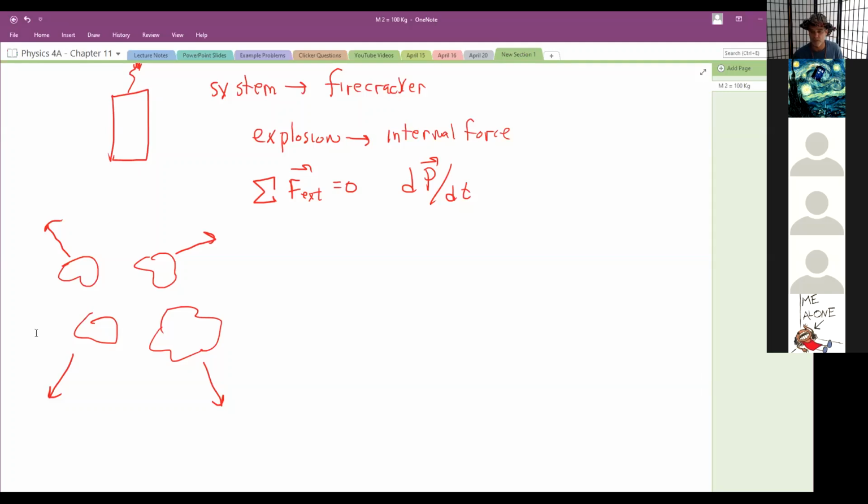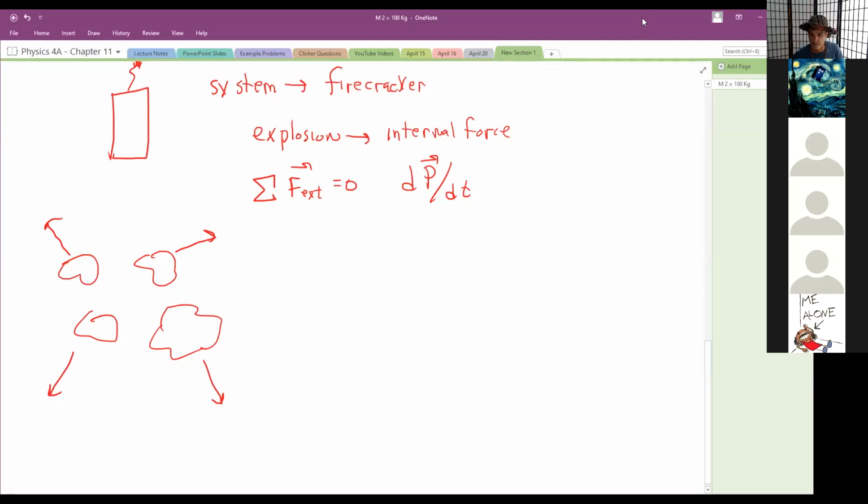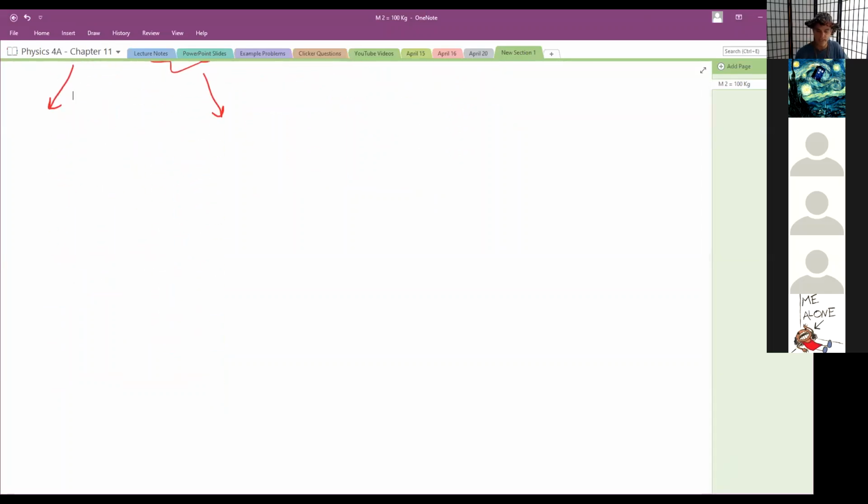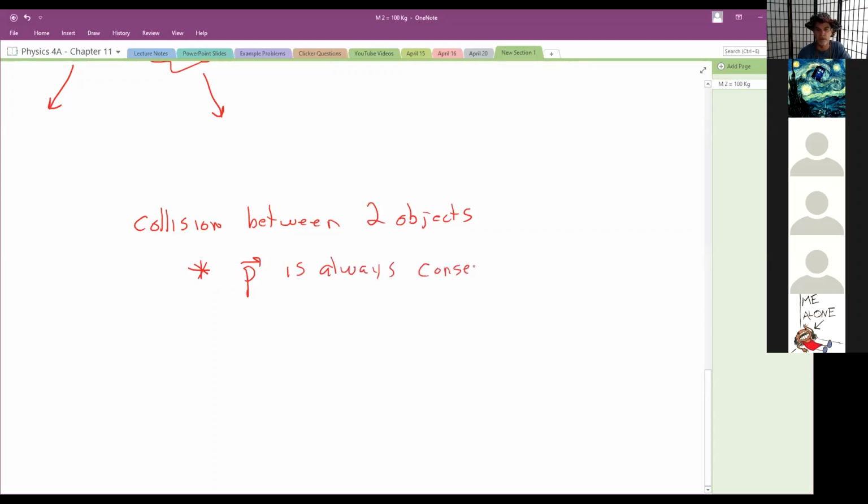The other nice thing about momentum, and I really wish we were able to do a lab with this, is in any kind of collision, and let's just say a collision between 2 objects, here's the thing. Momentum is always conserved, even when energy is not. And this is why momentum is such a powerful concept in physics.